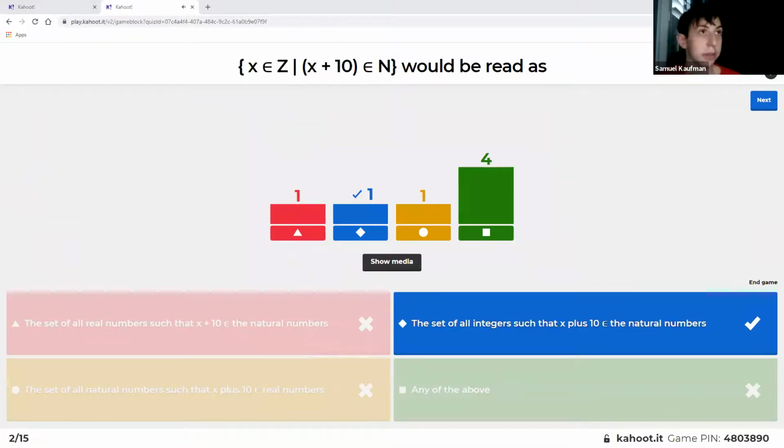So this one was a little tricky. You have to pay attention to the way they're written. It's going to be read as the set of all integers, so that's Z means the integers, such that, or bar means such that, x plus 10 is an element of the natural numbers. So this one was talking about real numbers, and this one had real numbers over here. So you have to make sure you're using the right sets.